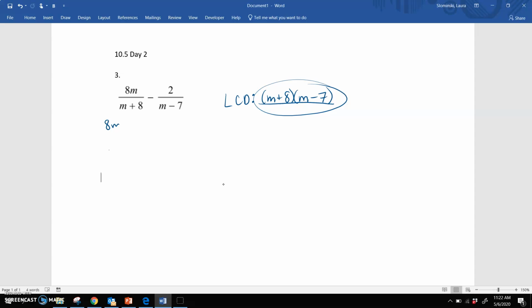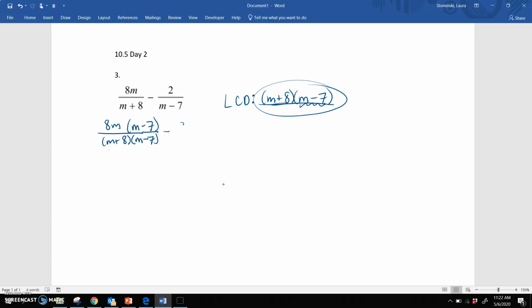So if I take 8m over m plus 8, and I need it to be m plus 8 times m minus 7 on the bottom, I already have the m plus 8, so I need to multiply it by an m minus 7. I am allowed to do that as long as I do the same thing to the top of the fraction. So the first fraction, I need to multiply the top and bottom by m minus 7.